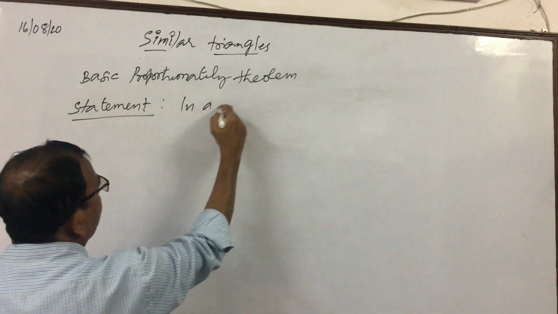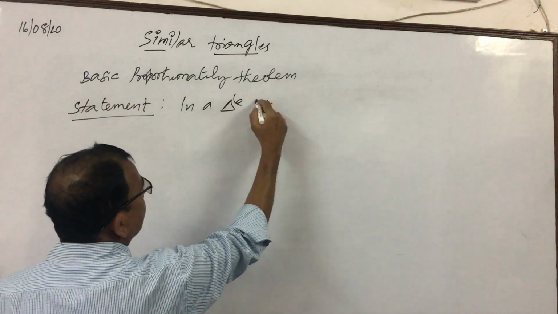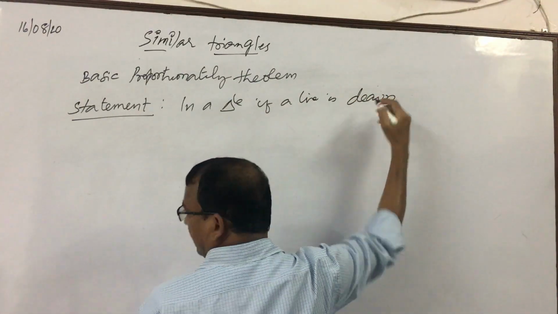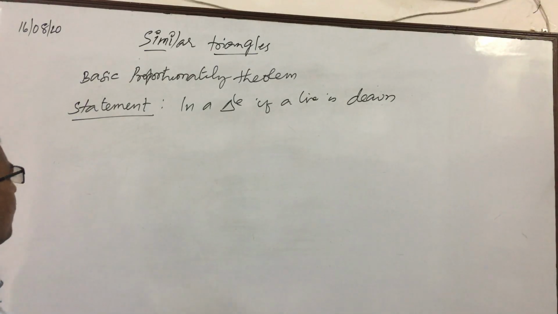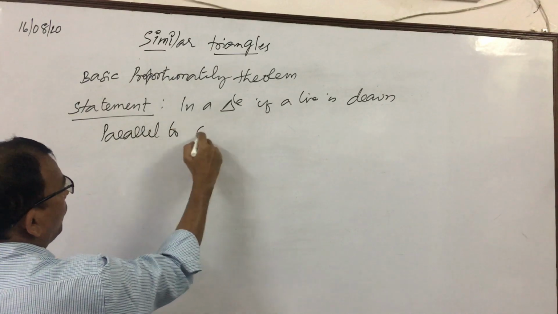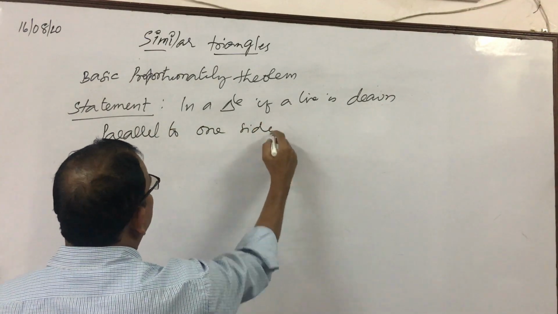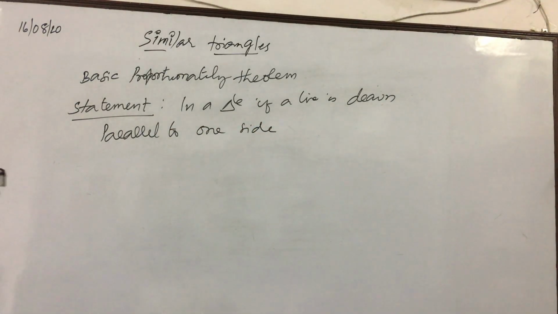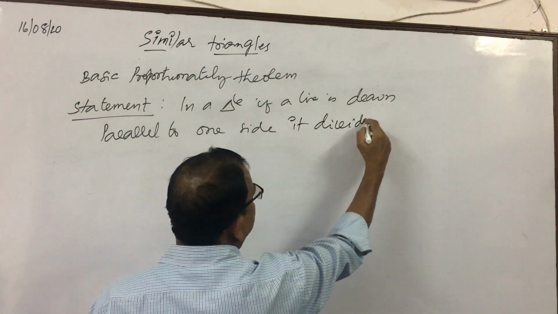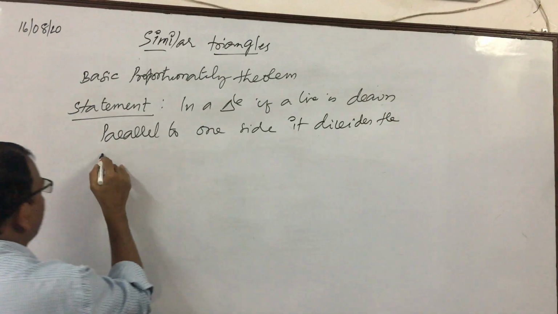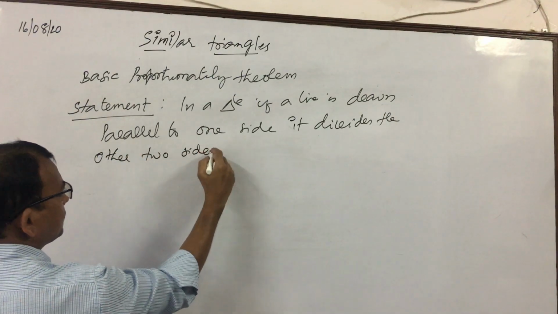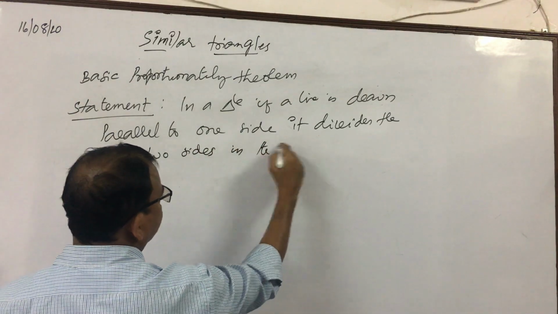In a triangle, if a line is drawn parallel to one side, it divides the other two sides in the same ratio.